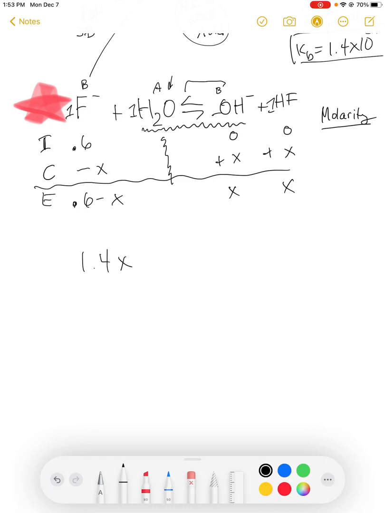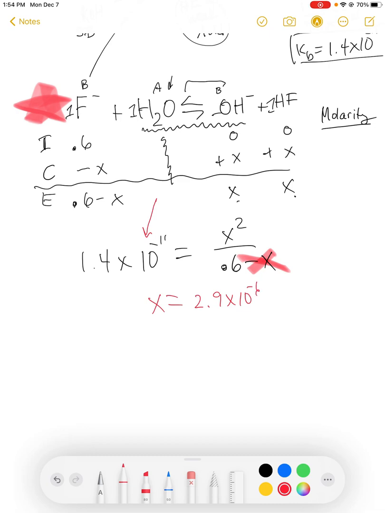We've got our Kb is 1.4 times 10 to the minus 11. X times x, products over reactants. And this number is really, really small, so that means that we don't need to worry about this. X is not going to change very much, okay? Or X is not going to change 0.6 very much. All right, so X then, as you do the math, is 2.9 times 10 to the minus 6.